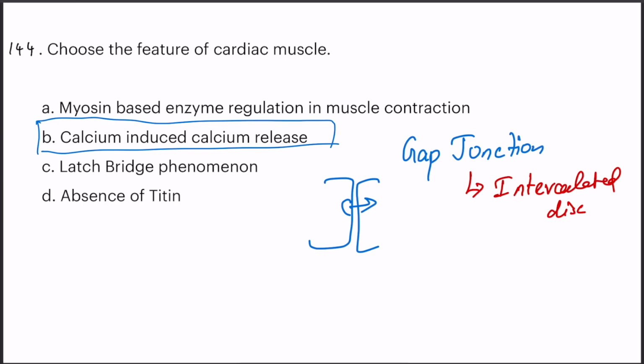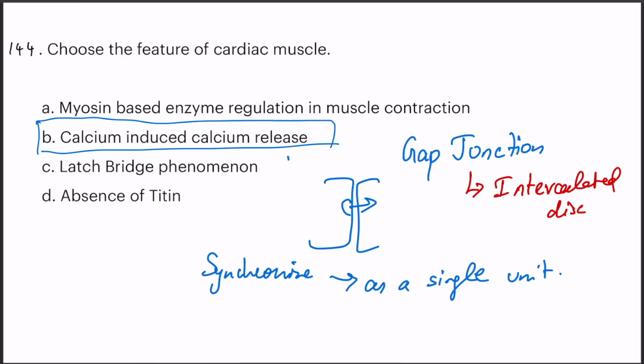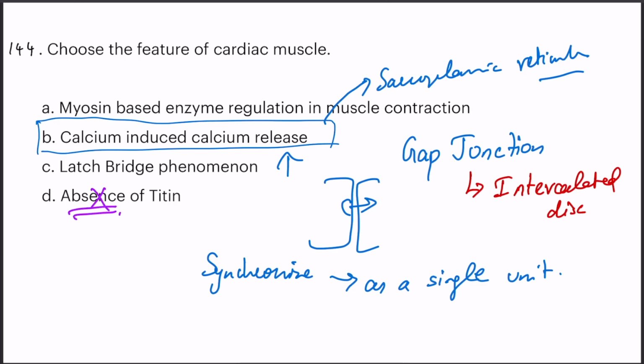Because of this, the cardiac muscle can synchronize itself and beat as a single unit. Okay, and to get the power of cardiac myocyte fully, we use calcium induced calcium release by a well developed sarcoplasmic reticulum. That is, they are very advanced, they can give a lot of calcium at the same time. So that is how we have CICR, which is calcium induced calcium release. And the other option, titin, is present here, it is not absent. That's why we are ruling this option out. Titin is present in cardiac muscle.